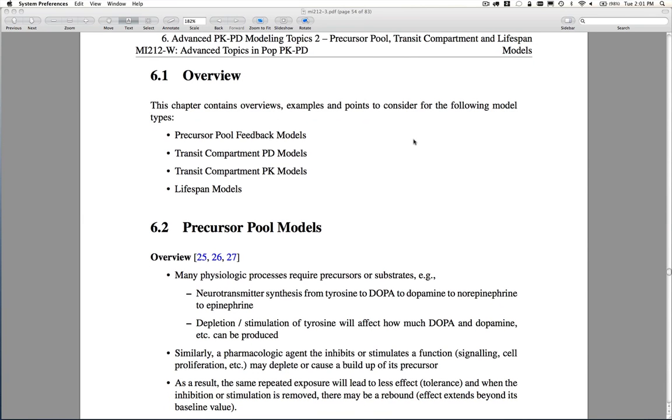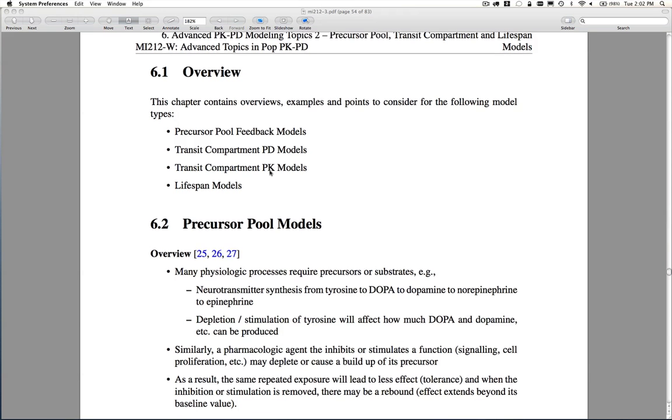And so the first portion of this chapter will be an overview of the precursor pool models. We'll then move into transit compartment models. Now for transit compartment models, we'll show examples both from a pharmacodynamic standpoint as well as highlight some of their use in describing delays and lags in the absorption of a drug, and so their incorporation within pharmacokinetic models. And then we'll also touch on lifespan models to finish this session out.